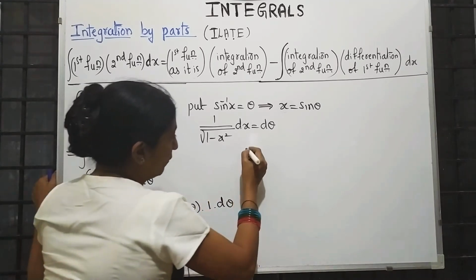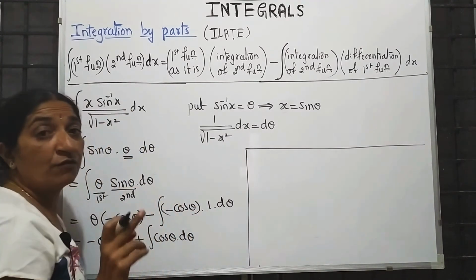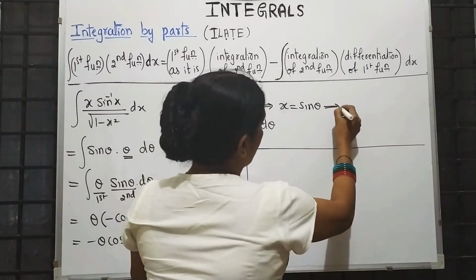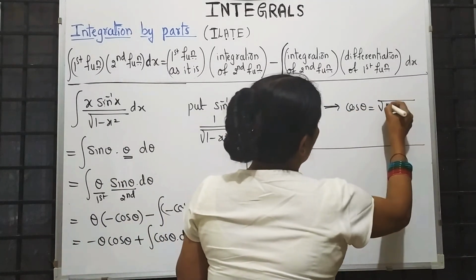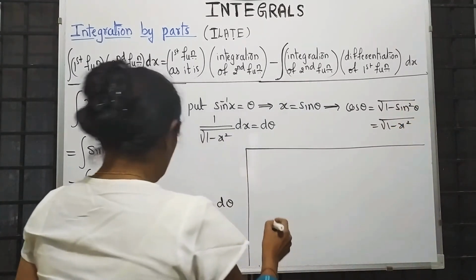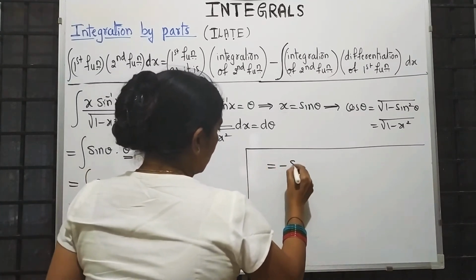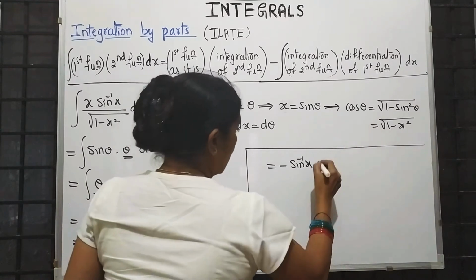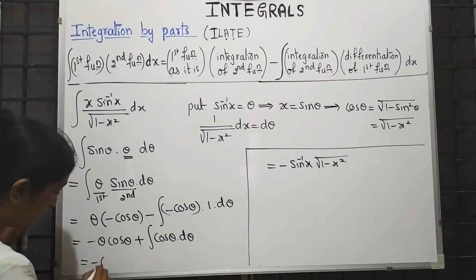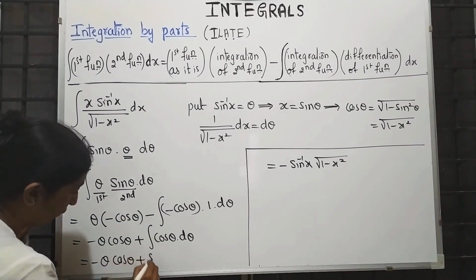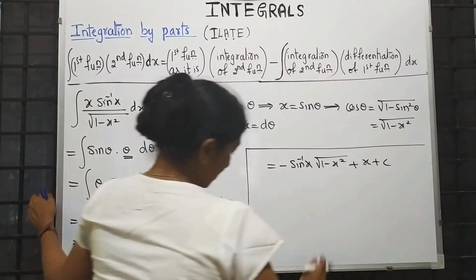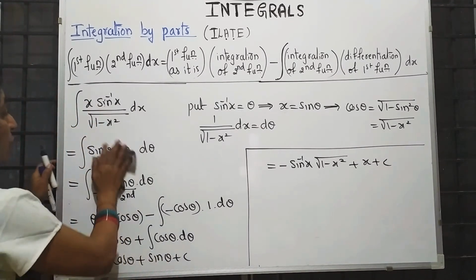Now we have to convert everything in terms of x because the problem is in the form of x. See, theta is sin inverse x. Cos theta is equal to root of 1 minus sin square theta, that is root of 1 minus x square. So minus theta, where theta is sin inverse x, cos theta is root of 1 minus x square, plus integration of cos theta, which is sin theta plus c. Sin theta is x plus c. Moving to the next question, one more question I gave as homework.